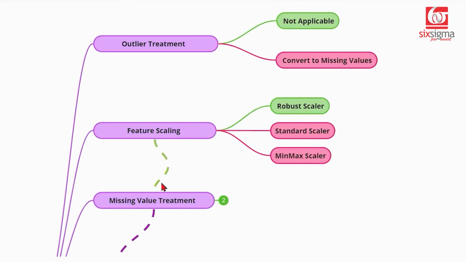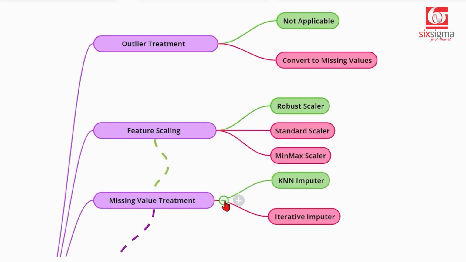Now there is a dependency or there's a connection here, and then it comes to missing value treatment. Why are we saying that? So for missing value treatment, we recommend using an imputer. It could be a KNN imputer or an iterative imputer. These are readily available in the scikit-learn library.